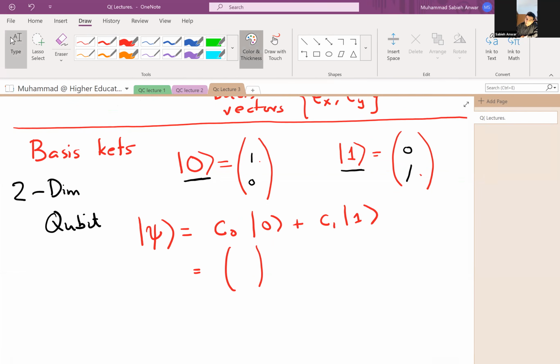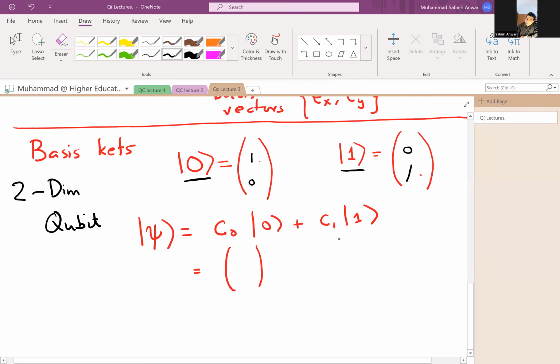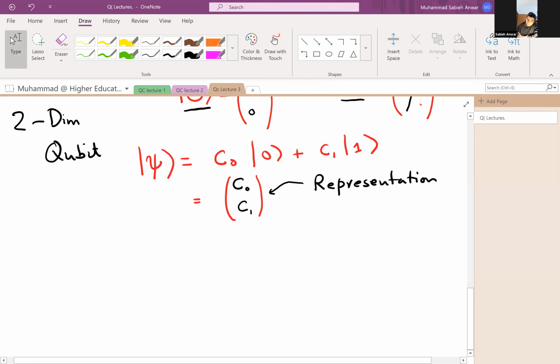Could you just speak up, please? Both entries will be 1. Oh, sorry, they're not going to be 1. I'll have a C0 here and a C1 here. Correct? Yes. So this column vector is a representation of my quantum state psi. Okay, so far so good.